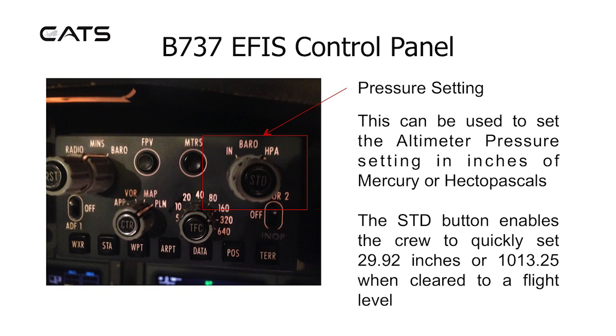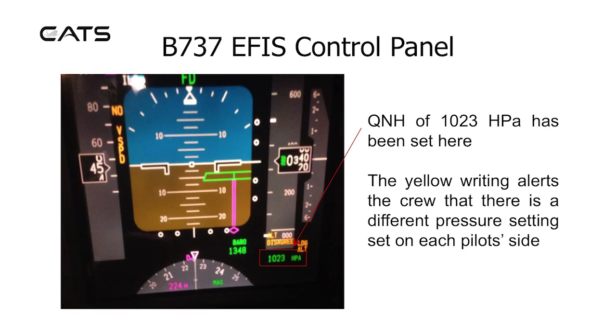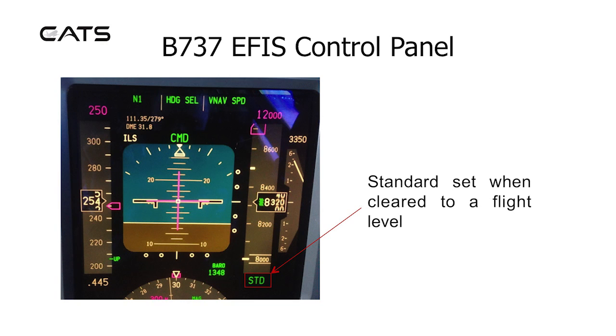The pressure setting area. This can be used to set the altimeter pressure setting in inches of mercury or hectopascals. The standard button enables the crew to quickly set 29.92 inches or 1013 hectopascals when cleared to a flight level. QNH of 1023 hectopascal has been set here. The yellow writing alerts the crew that there's a different pressure setting set on each pilot's side. Standard is set when you're cleared to a flight level.